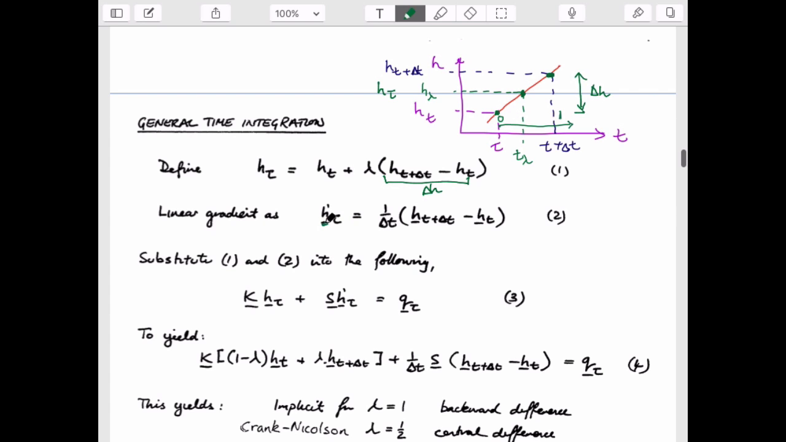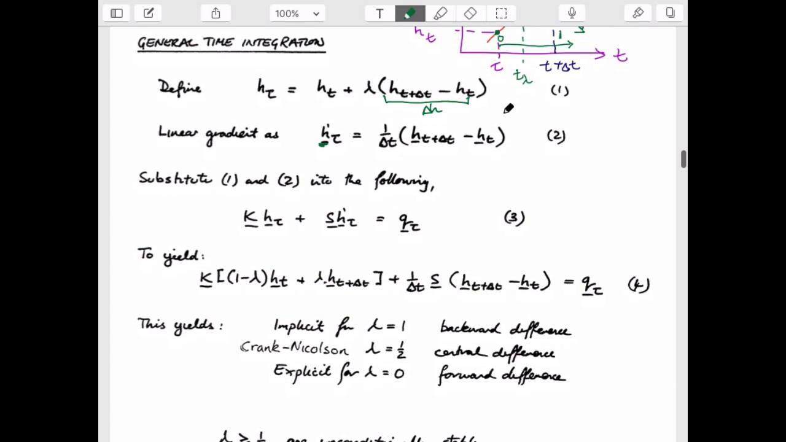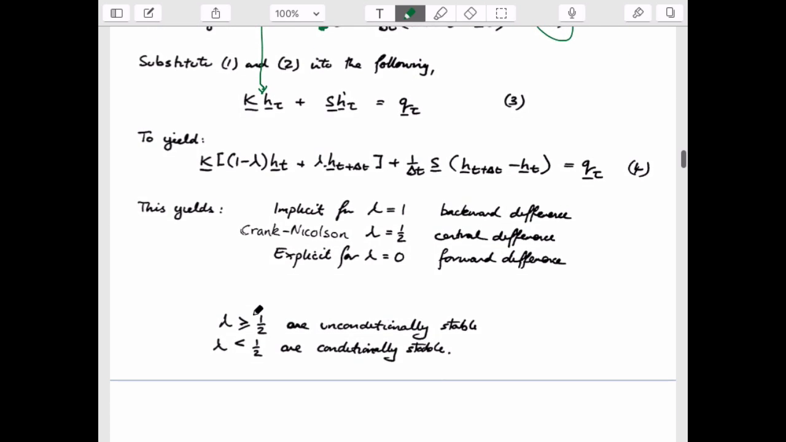The gradient of head dh/dt doesn't change, right? Because it's a linear value. It varies linearly between here, so the values are constant for the gradient. And so this equation 2 is always going to be set. It's not influenced by lambda at all. But if we substitute this value into here, then it certainly will change. And then we get a slightly more complicated equation.